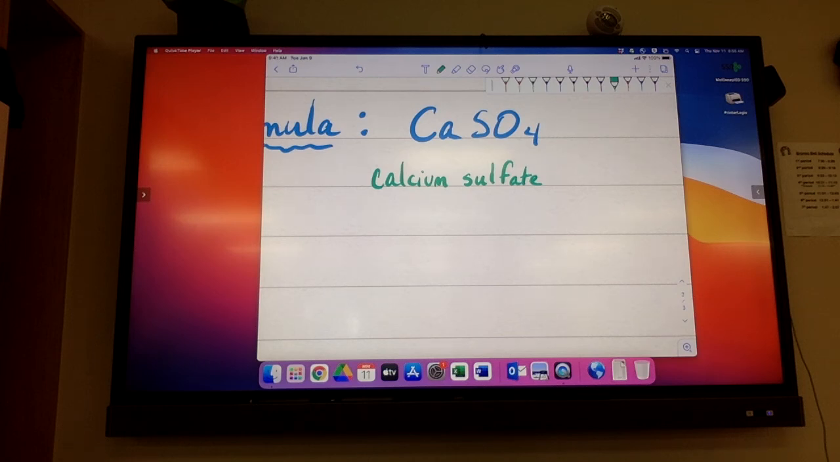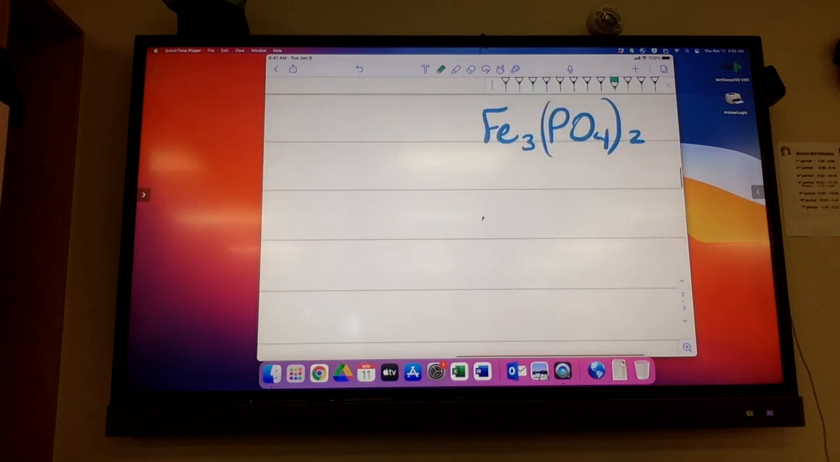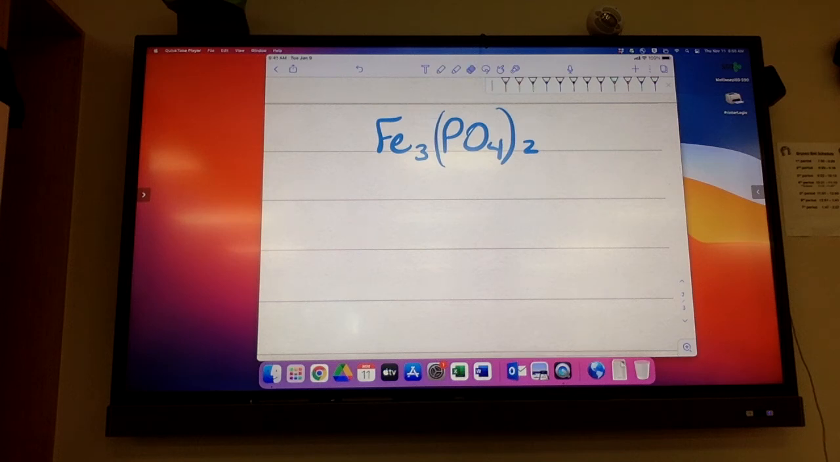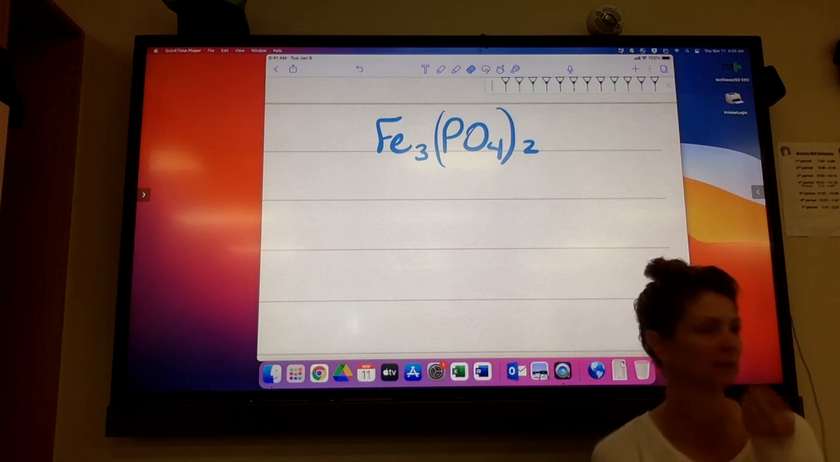Okay, let's try one a little bit harder. Just a little bit. Fe3(PO4)2. This is why I have trust issues, Miss C. Fe3(PO4)2.